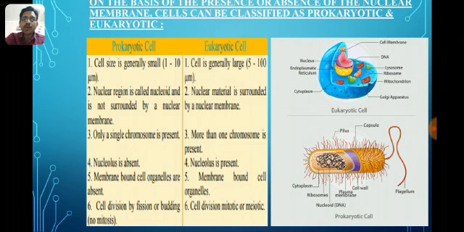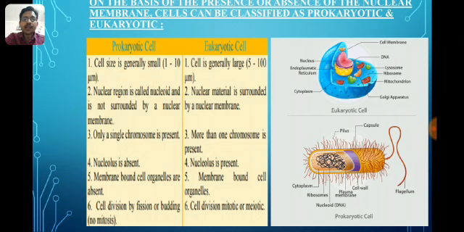Nucleolus is absent in prokaryotic cell, whereas it is present in eukaryotic cell. Not only this, prokaryotic cell also lack membrane-bound cell organelles, while in eukaryotic cell, such membrane-bound cell organelles like mitochondria, endoplasmic reticulum, Golgi are all present.